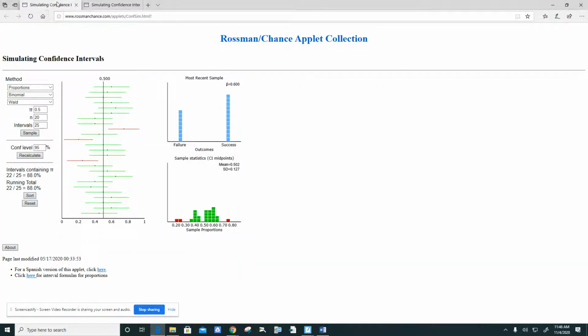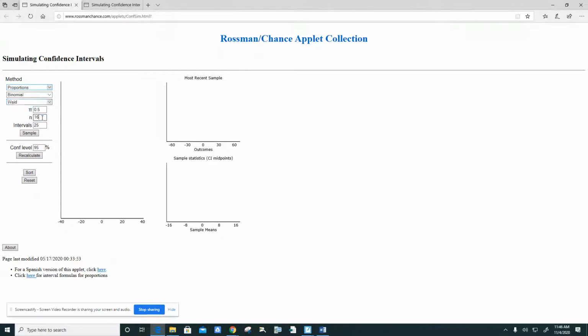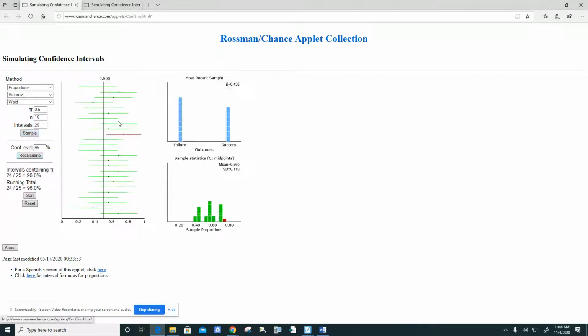I'm going to go ahead and reset this. Okay, I'm resetting this. You'll notice here we're going to be talking about, I'm going to do this with proportions. I'm going to take a sample size of 16, and I'm going to take 25 different samples of size 16. I've got my confidence level set at 95%, so I'm going to go ahead and draw out 25 samples from a population whose true proportion is 0.5.